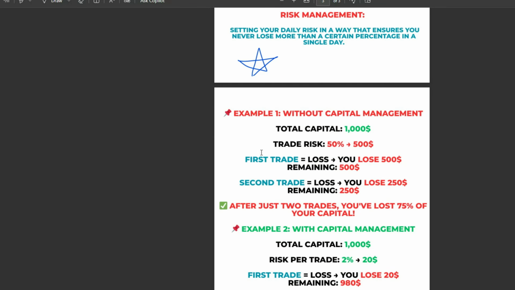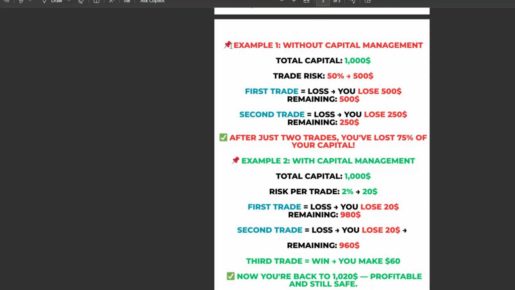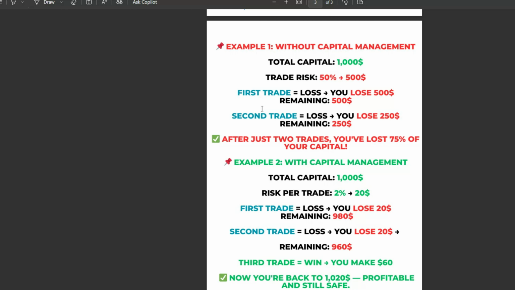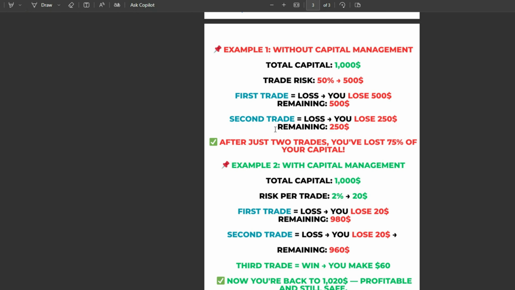Here are some examples to help solidify the concept of capital management. Person 1 has $1,000 and risks 50% per position, which is $500. If they open a position without a stop loss and get liquidated, they lose the entire $500, meaning they lost half their capital in one trade. Person 2 has $1,000 and risks only 2% of their capital per position, which is $20.